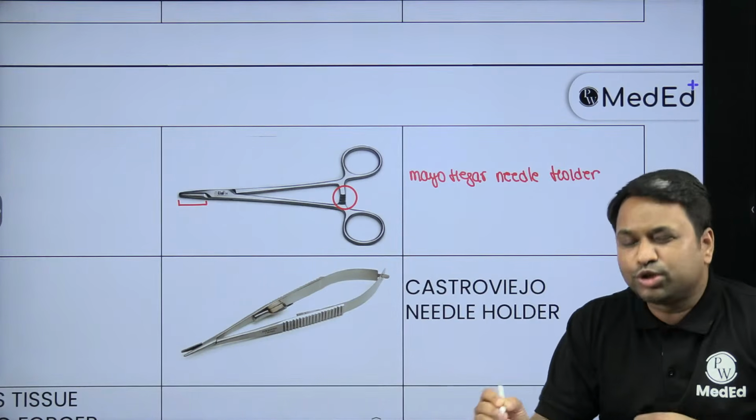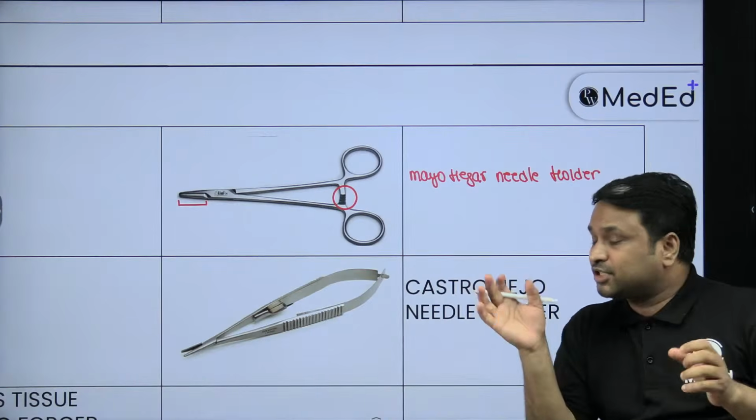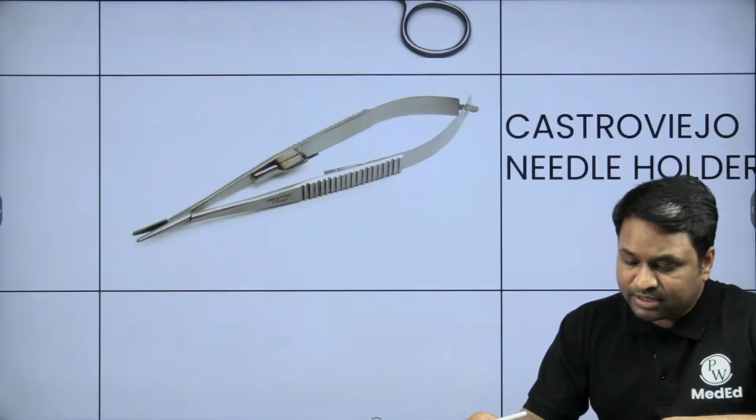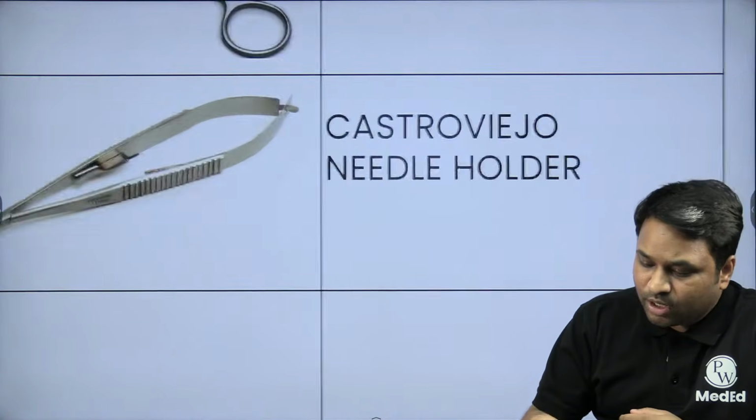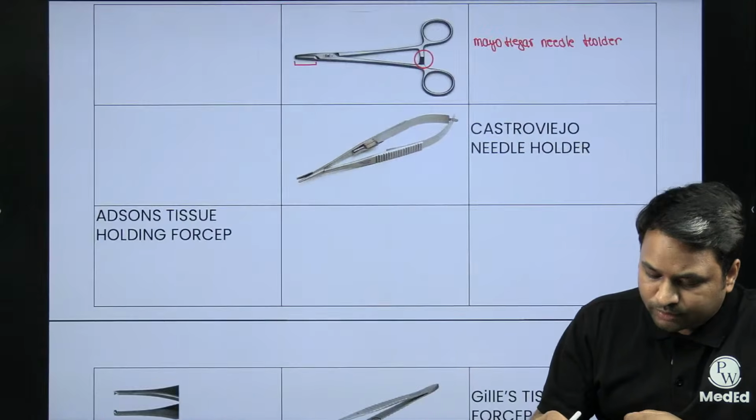Now, when you want to suture smaller structures like vessels, I can't have such a big instrument. So then I will have this. This is called the Castroviejo needle holder. There is a spring action present here.